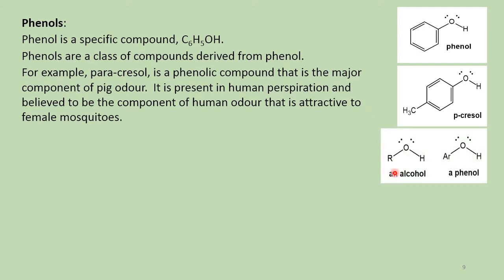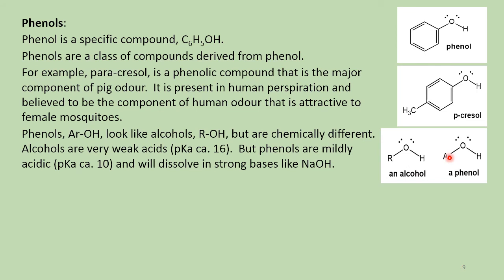Now, if you look at the structure of an alcohol and a phenol, they look alike, but chemically they're different. Alcohols are weak acids. They have a pKa of about 16, but phenols are actually mildly acidic. Their pKa is approximately 10. That's a large difference. pK values are powers of 10. We're saying that a phenol is 10 to the 6th, or 1,000,000 times more acidic than an alcohol. And so, whereas alcohols will not react with sodium hydroxide, a phenol will react with it, neutralize it, if you will, acting as an acid, and dissolve in strong bases like sodium hydroxide.